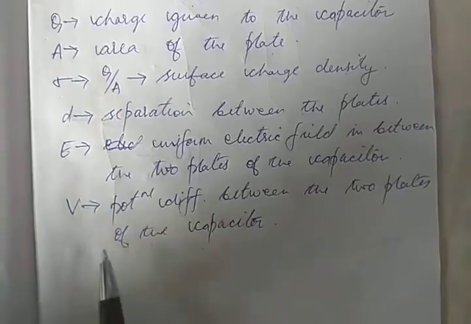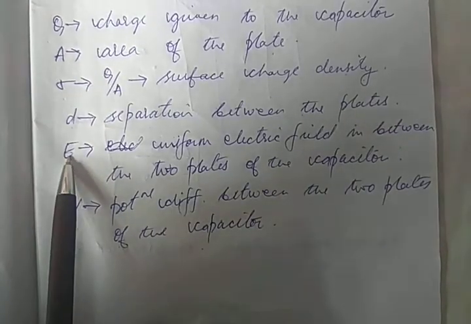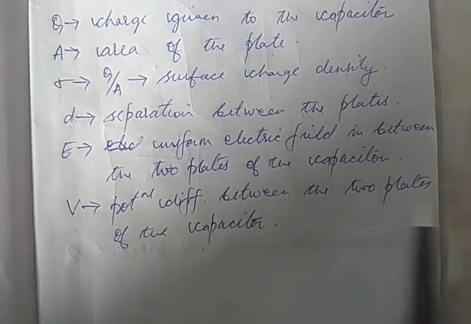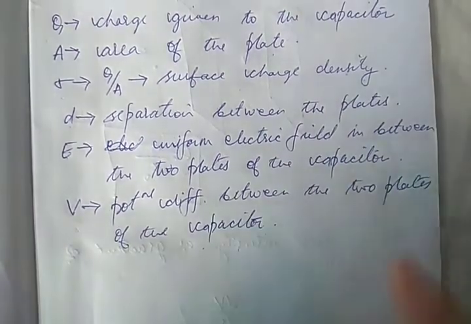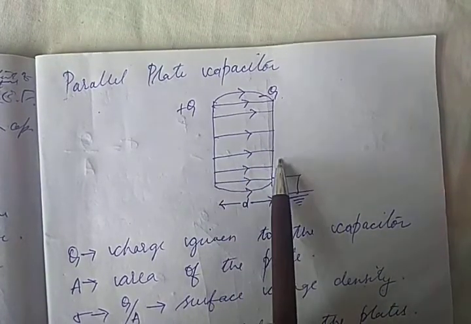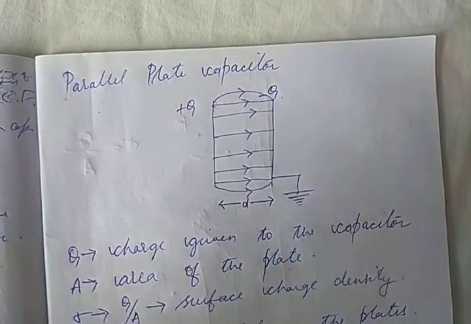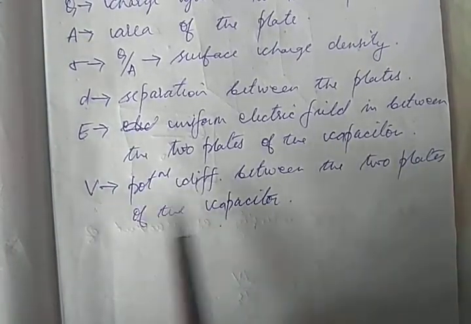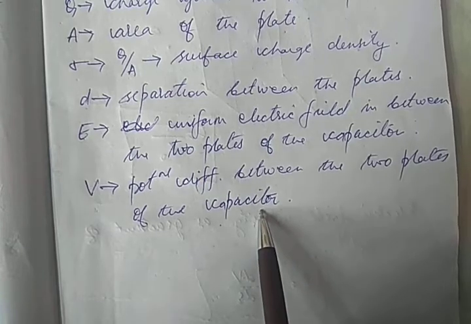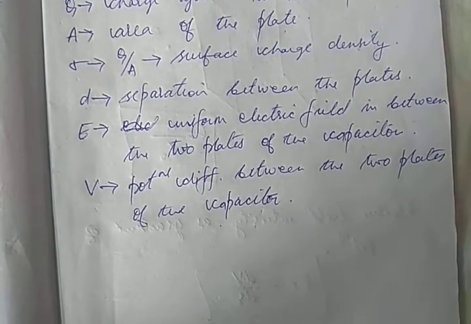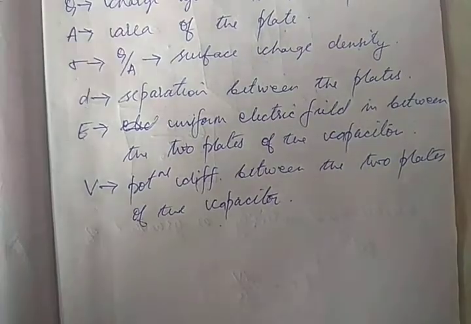And likewise, V. Once we have an electric field, of course, we'll have potential. So V is the potential difference between the two plates of the capacitor, the potential difference that is set up between the two plates due to the two charges. Or you can simply say the potential of the capacitor is V. Now let's get down to the derivation.